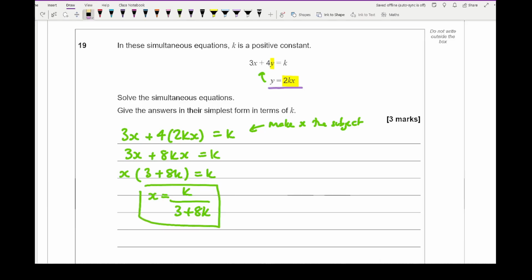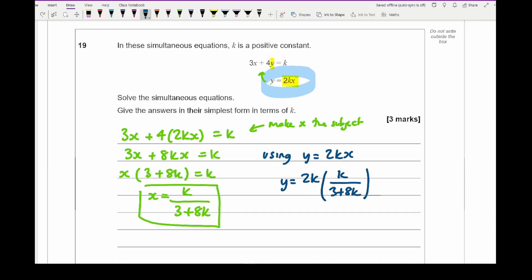So now that we've found the value of x, all that's left for us to do is find the value of y. To find the value of y, I need to use this expression here. Using y equals 2kx, we know that x equals this expression here, so I've got y equals 2k multiplied by k over 3 plus 8k.